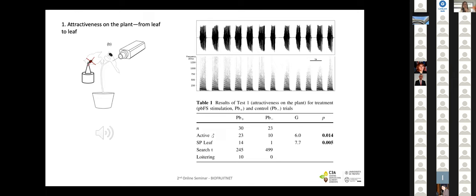However, we observed that probably the absence of the female at the source, or even the fact that we were reproducing the vibration artificially, led males to what has been defined as the loitering effect, the loitering behavior, where the male was wandering around in circles in close proximity of the playback source, but without stopping.